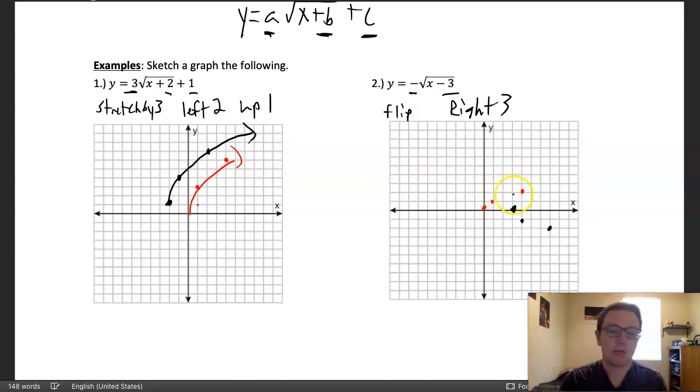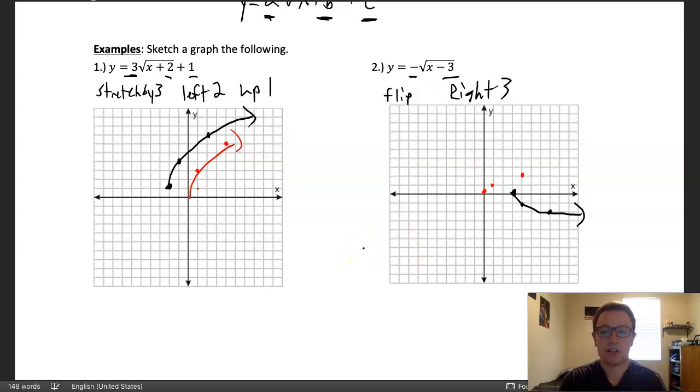So we're graphing in red our parent functions. Then remembering we're going to flip it, we're going to reverse it if we have a negative, and we're going to shift our starting point. So that's what these two graphs look like.